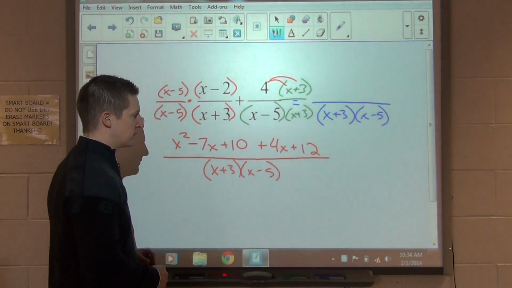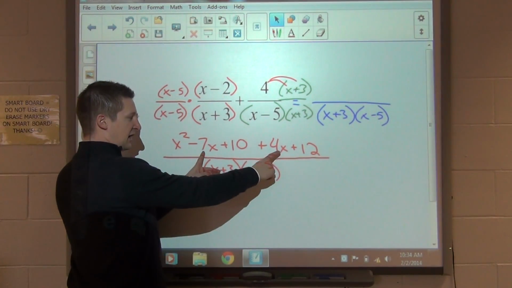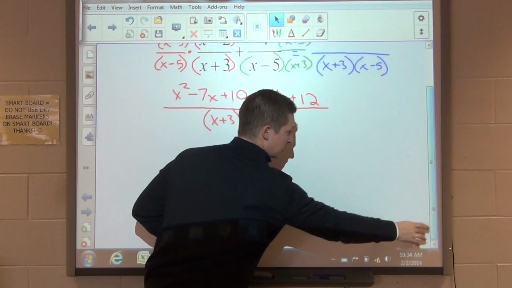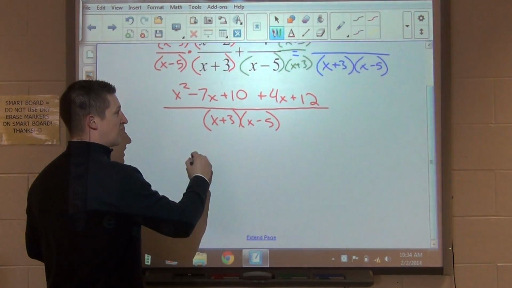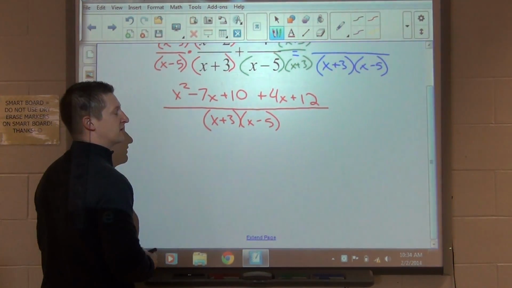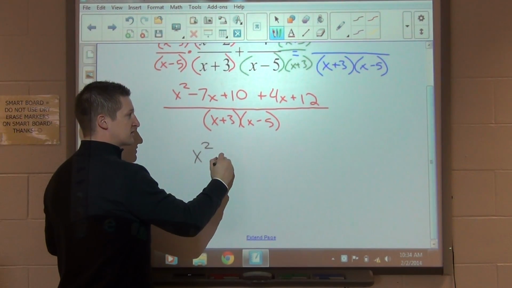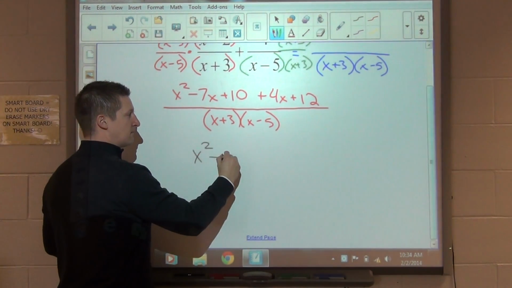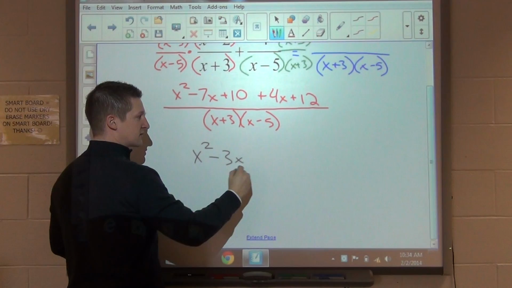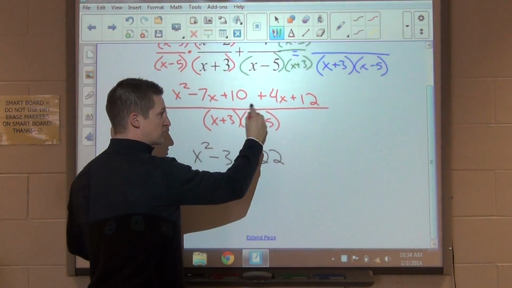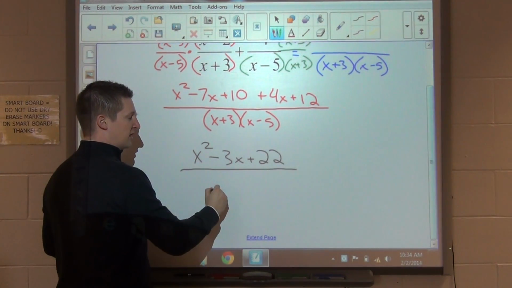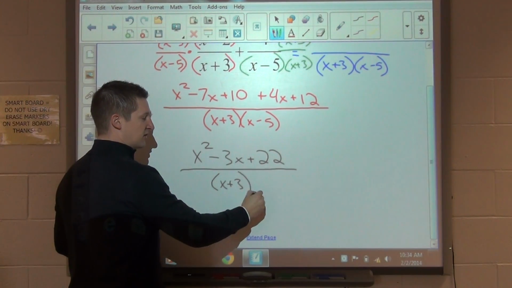For instance, these negative 7x and 4x can be added together, and the 10 and the 12 can also be added together. That will give us x squared minus 3x plus 22, all over a common denominator of x plus 3 times x minus 5.